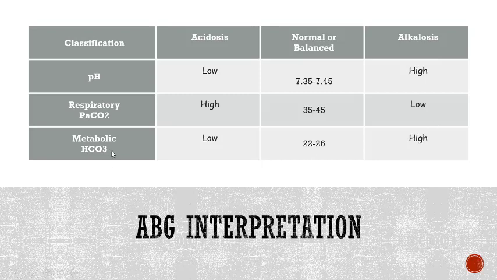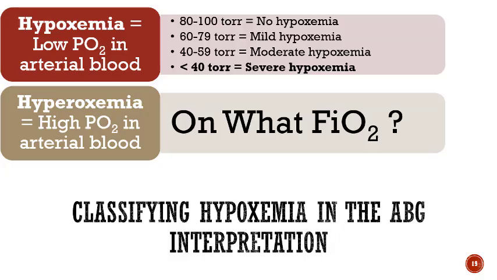For the metabolic bicarb, if you have low bicarb because it's the base, you are going to have an acidosis. The normal is 22 to 26. If you have high bicarb or a high base, you're going to have an alkalosis. Same information, different way to check it out there.